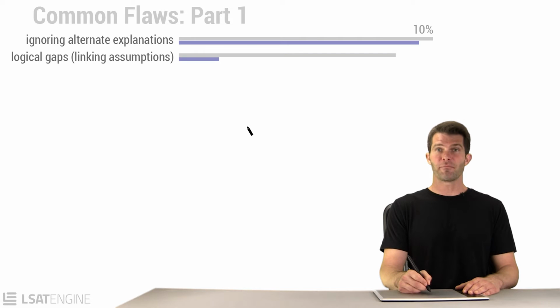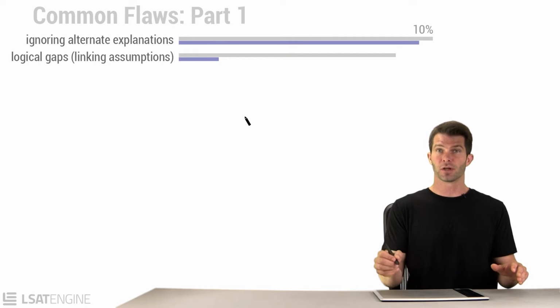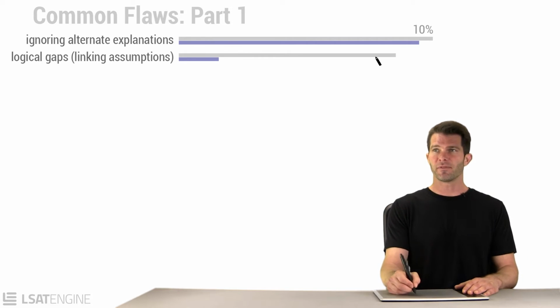Some arguments just have big gaps. The premises are talking about something that's clearly different from what the conclusion is talking about, and the only way for the argument to make sense is if it has a linking assumption. And this type of flaw used to be a lot more common than it is these days, but there's still a really good chance you'll see at least a couple of them. So let's check out an example.